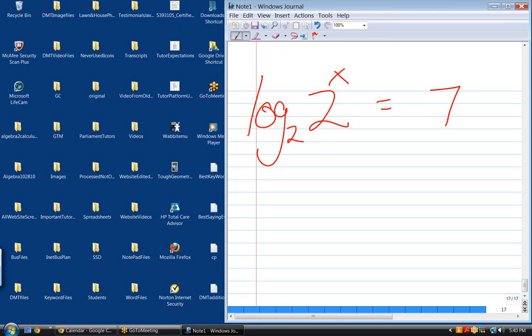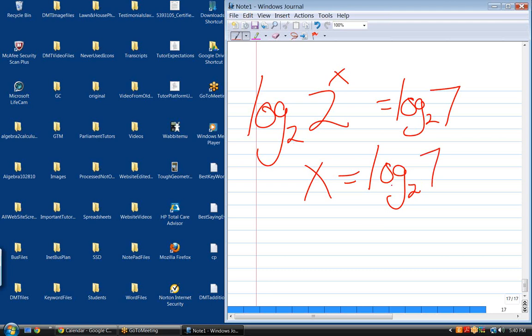However, I can't take the log base 2 of the left and the log base 7 of the right. I'm not allowed to do that. Whatever I do to the left, I have to do precisely the same to the right. So I got to take log base 2 on the right also. Now, what does the left become? It just becomes x. So there's my answer. One step, okay? So there was an advantage in doing one step.